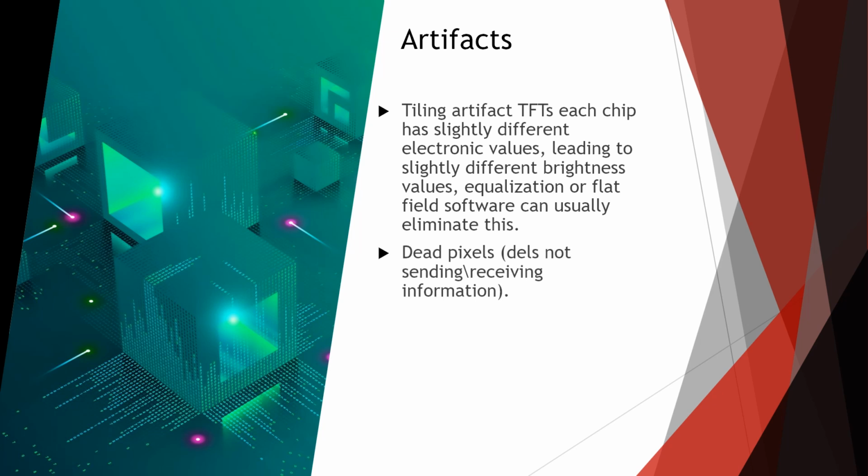So there's a thing called dead pixels where DELs are not sending or receiving information, and the DEL in the matrix of the IR, the smallest electronic component that can pick up a signal is a DEL, and that makes a grid, okay, which is like the matrix of the IR.